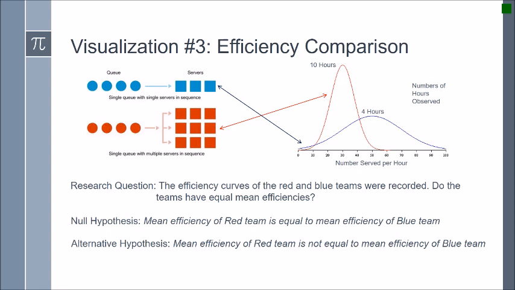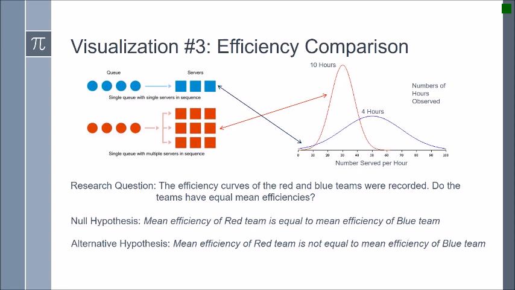So let's move into the visualization 3 efficiency comparison. Here we have been given two graphs, blue and red color. Topic related with physics, I think so. Here is a blue and red queues. In blue queue we can see that they are passing the efficiency in a sequence of the servers, but on the red side we can see that there's a single queue again, but with the multiple servers in a sequence.